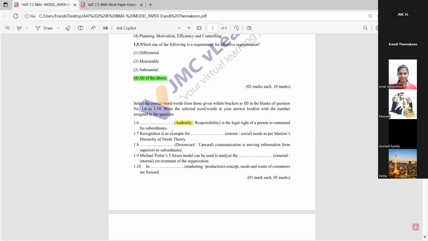The next one: recognition is an example of esteem or social needs per Maslow's hierarchy of needs theory. So, what is this?